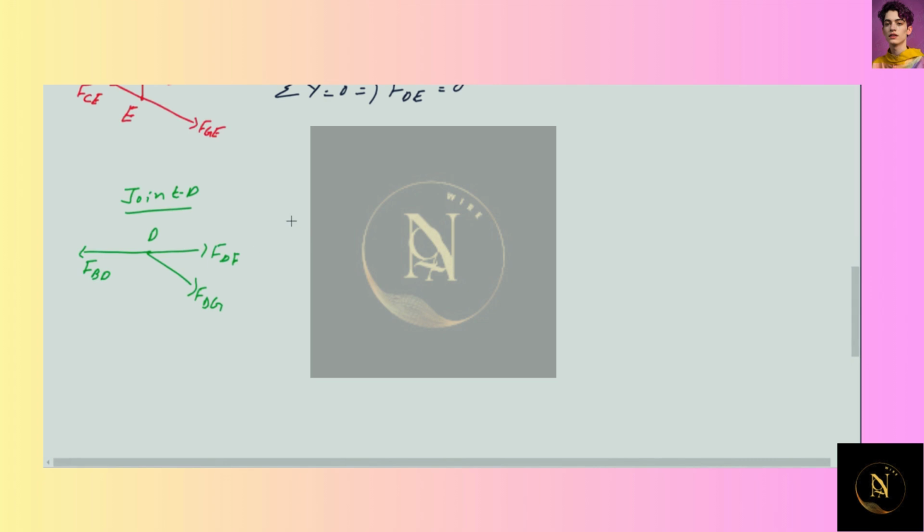So for the joint D, summation along H equal to 0 gives you FBD equal to FDF. So that means it is 128 kilonewton, and as it is going outward, that creates tension. It's denoted by the letter T. Summation along y equal to 0 gives you FDG equal to 0. Now let's move to the next joint, that is joint F.